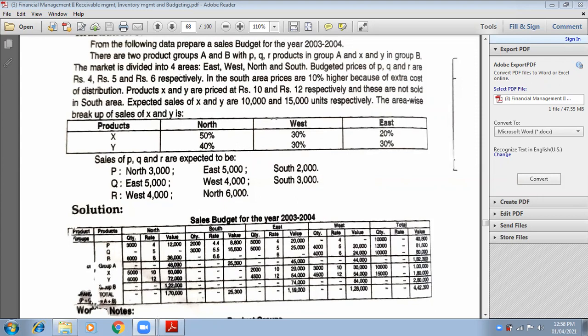Now come to the last column, east, 20%. So 10,000 into 20% is how much? 2,000. Very good. So come to the column of east of product X and write down in the quantity 2,000.